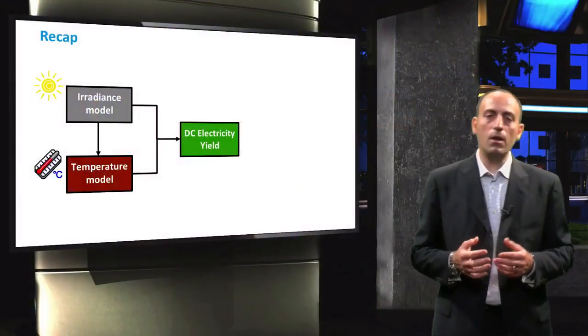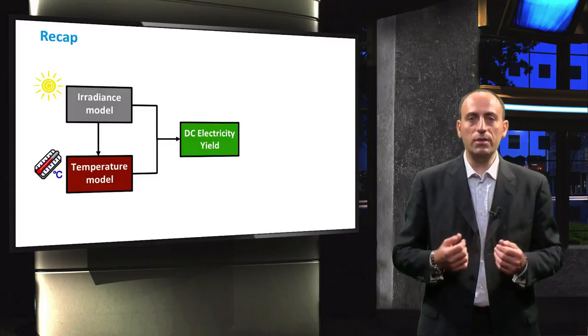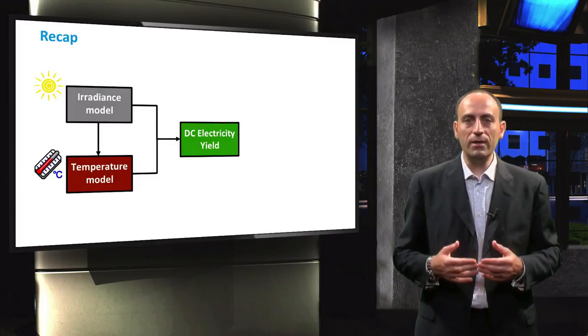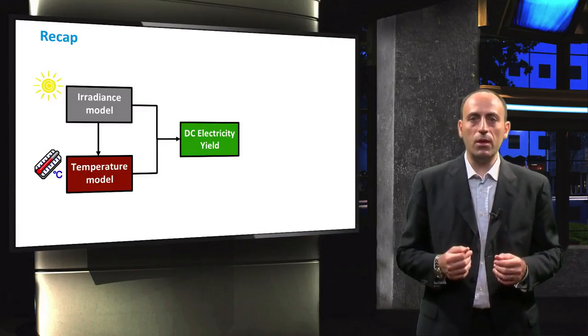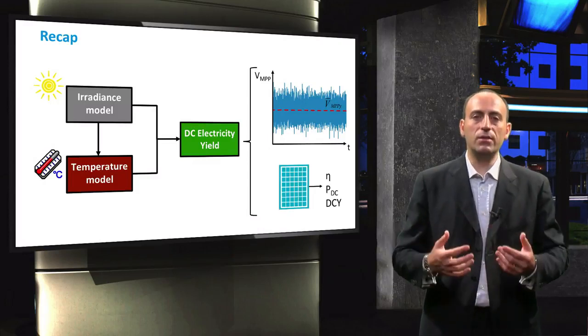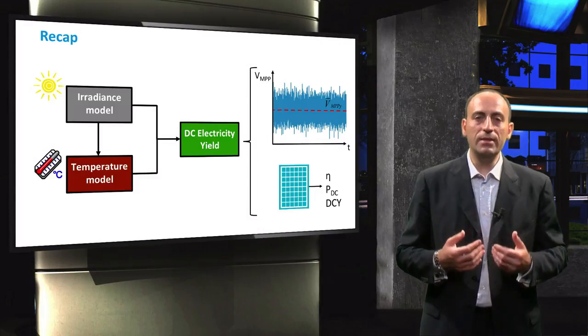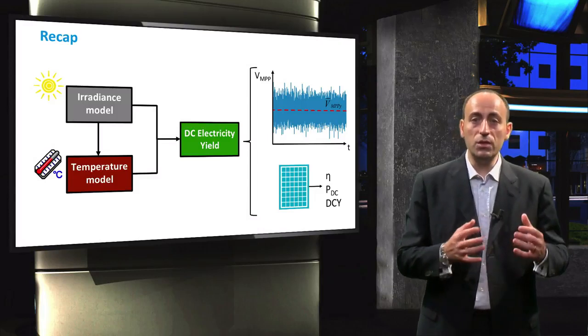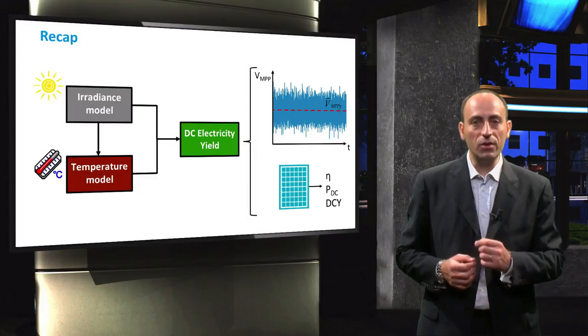The above calculations of VMPP, efficiency, DC power, and DC yield parameters are important steps in designing a PV system. These calculations will be used in later videos where you will learn the detailed design strategies for both grid-connected and standalone PV systems. In this video, you learned how to model the DC performance of the PV module. We combined the irradiance model and the temperature model to calculate the maximum power point voltage of the PV module. Moreover, we calculated the module efficiency, DC power, and DC yield. In the next video, we shall use this information to accurately design a grid-connected PV system.